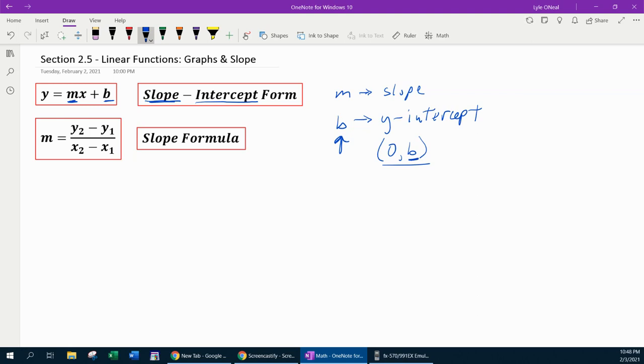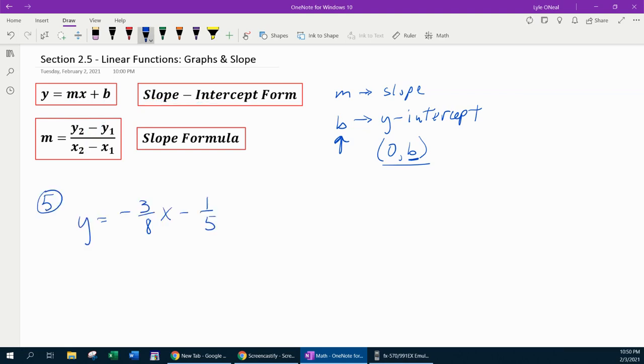Next, we have the slope formula, which says if you know 2 points on the line, you can calculate the slope of the line. So your first point would be (x1, y1), since an ordered pair is an x comma y. And your second point would be (x2, y2). It doesn't really matter which point is the first point, as long as you keep the x and the y from the first point as x1 and y1. And that should be it for introductory stuff.